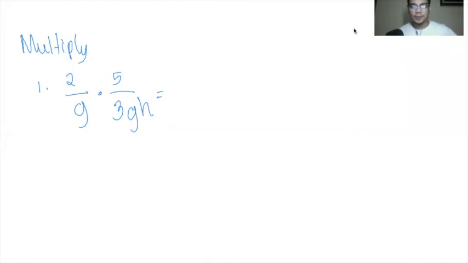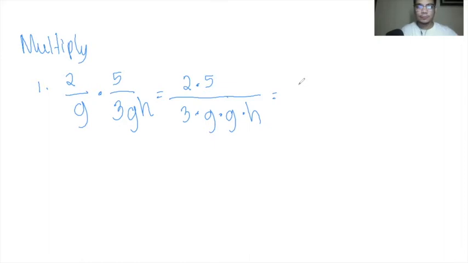Let's try this example. Example number 1, if we have 2 over G times 5 over 3GH. Okay, so what we can do here is we can multiply the numerator, that is 2 times 5, and then we multiply the denominators. You have the 3 times G times H. And then by simplifying, we see there is no common factor in the numerator and in the denominator that we can cancel out. So in that case, we can just multiply it. 10 over 3, because you have 2 G's here, so that's G squared H. This will be our product.